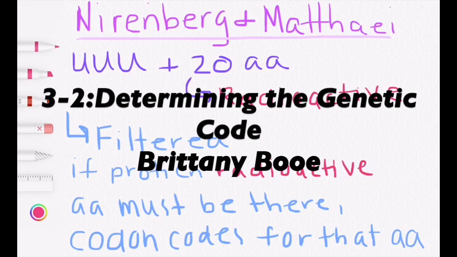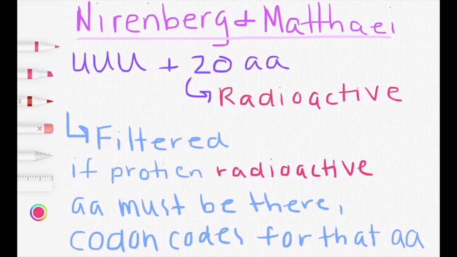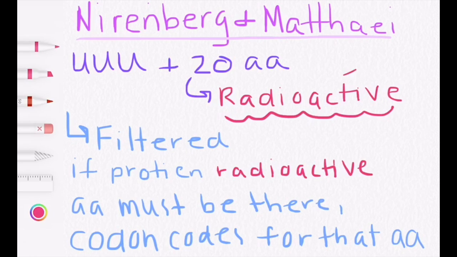Learning. Today, I will be talking about Nirenberg and Matthaei, and Nirenberg and Leder's approaches to determining the genetic code. To begin, Nirenberg and Matthaei started out with a sequence of U's plus 20 amino acids, one of which was radioactive. They also had cell-free extract, which is just what's inside of the cell. They took that and they put it in the solution.